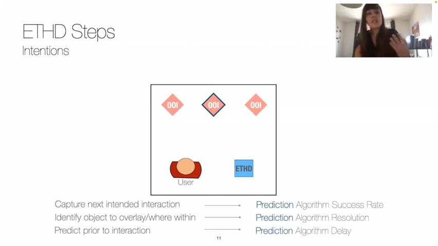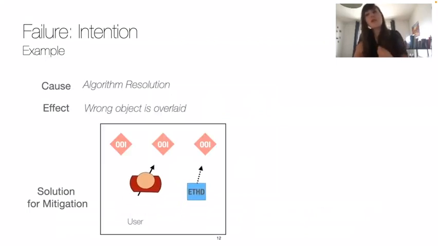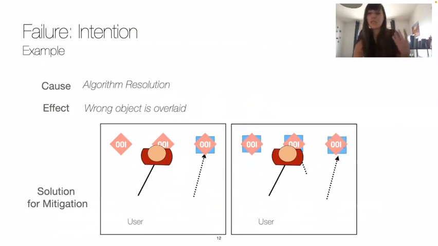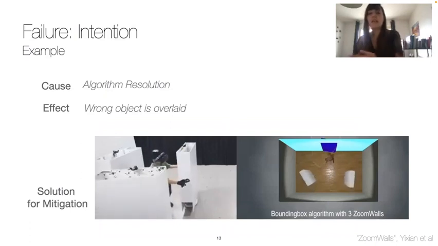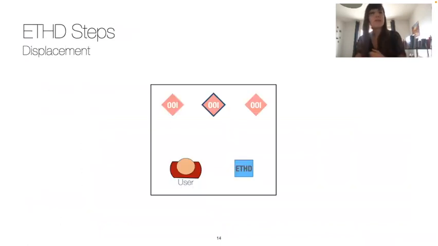All failures and strategies associated to these requirements are detailed in the paper, and I will focus here on the prediction resolution. For instance, a failure in the algorithm resolution would result in the wrong object being overlaid. A potential solution is to mitigate this effect by increasing the number of interfaces and creating swarms of mobile platforms. So without having to predict intentions, robots can be in charge of overlaying each object within the user vicinity. This was instantiated in Zomos here, where the user's next interaction is captured and swarms of robots physically overlay the appropriate object.